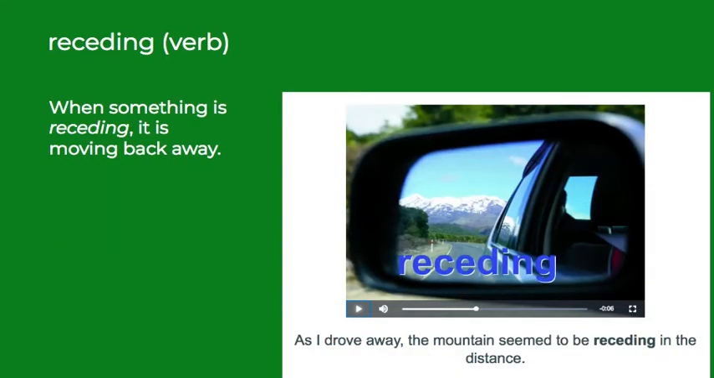Our next word is receding. Receding. It is a verb, and when something is receding, it is moving back away. And in this picture, we had some mountains in the rearview mirror of a car. And it says, as I drove away, the mountain seemed to be receding in the distance.